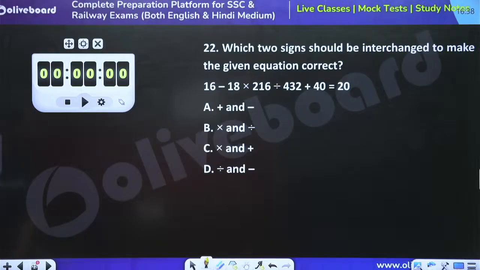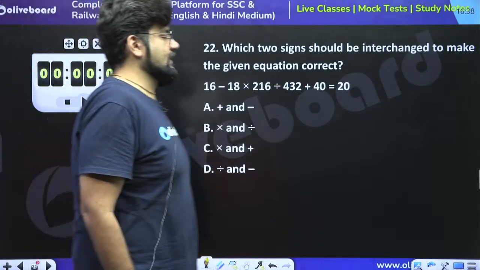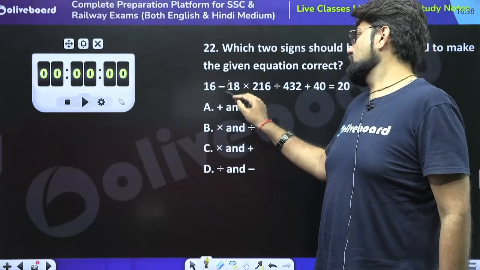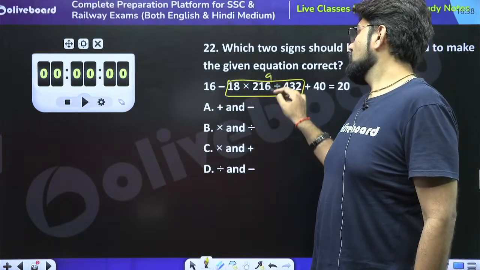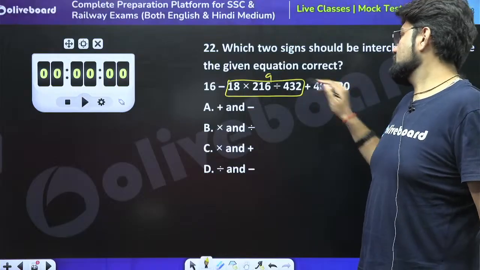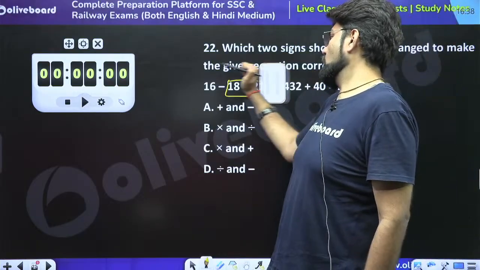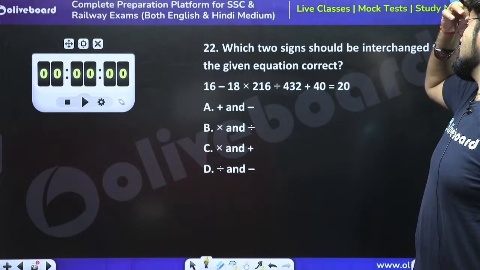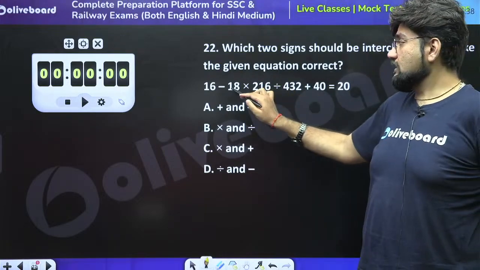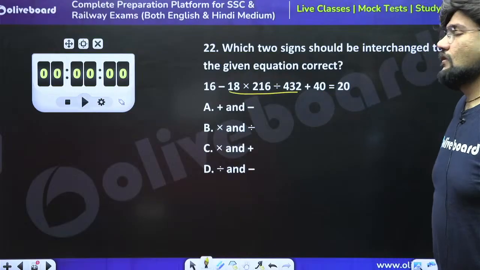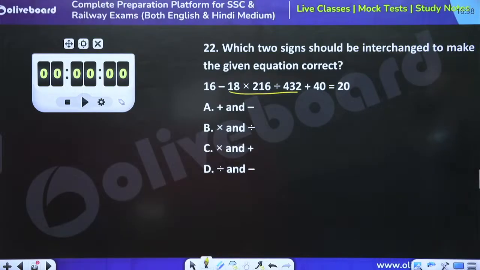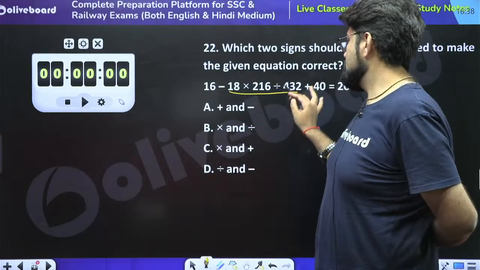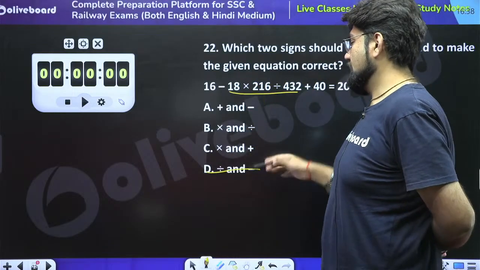Now, in this particular question, we'll first check what exactly is going wrong. Okay. So, 216 divided by 432 is 1 by 2 and 18. So, this is giving you 9. Now, 16 plus 40 is 56 minus 9 can never be 20. So, there is something wrong. What is wrong? 56 minus 9. We need to increase this negative. How can we do that? Now, just check for division. Can I change division with anything else? So, division and minus is not making sense. So, this option is gone directly.